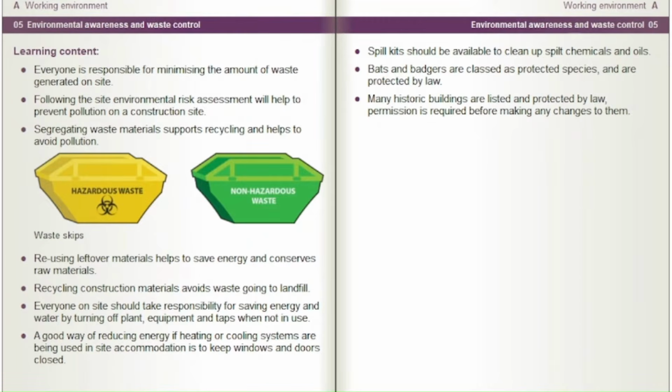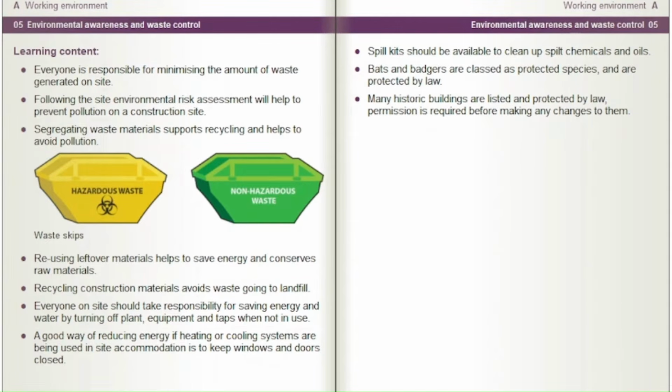Everyone is responsible for minimising the amount of waste generated on site. Following the site environmental risk assessment will help to prevent pollution on a construction site. Segregating waste materials supports recycling and helps to avoid pollution. Reusing leftover materials helps to save energy and conserves raw materials. Recycling construction materials avoids waste going to landfill.